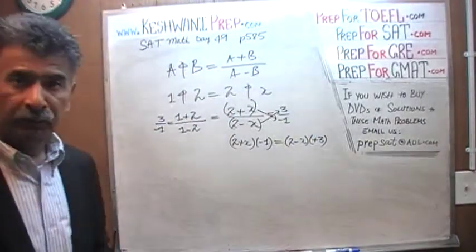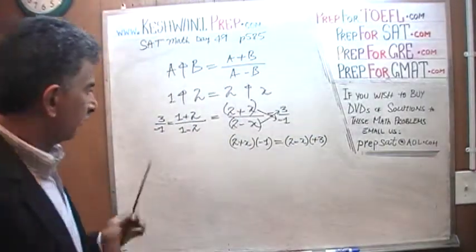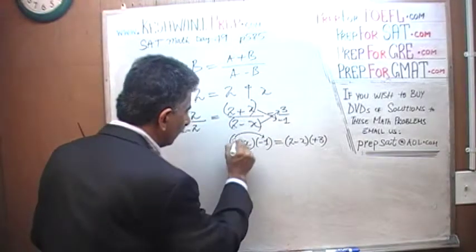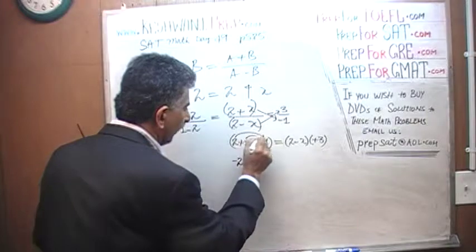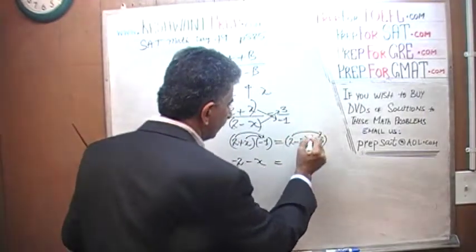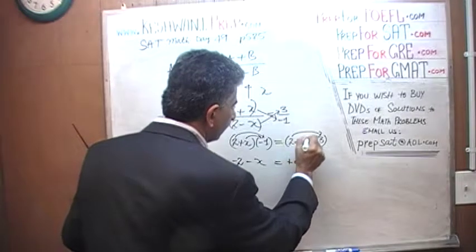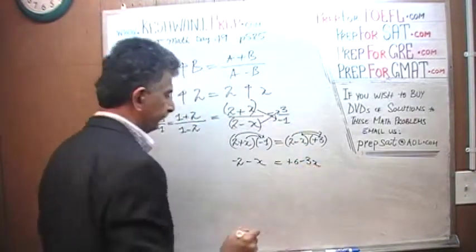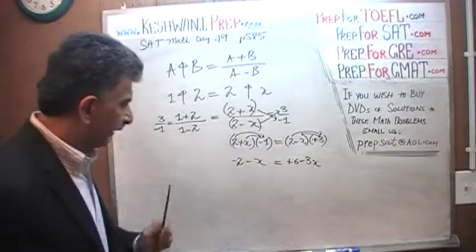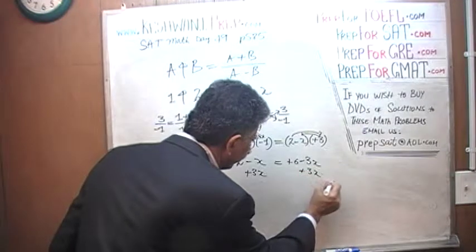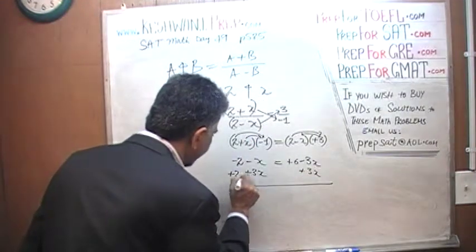Like I said, all we have to do is solve for x. Simple linear equation. 2 times negative 1 is negative 2, and x times negative 1 is negative x. And here we're going to get 3 times 2 is 6, and 3 times negative x is negative 3x. Let's add 3x to both sides, and let's add 2 to both sides.